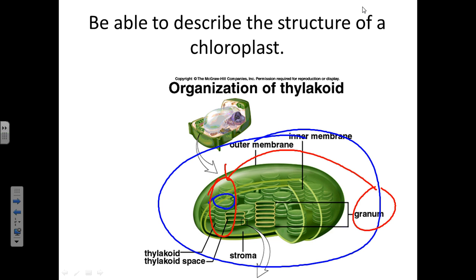That's a whole stack of thylakoids like that. And then remember, the Calvin cycle happens out in the fluid-filled space in between all this. So just the fluid-filled area between all those thylakoids, that's the stroma. That's where the Calvin cycle happens.